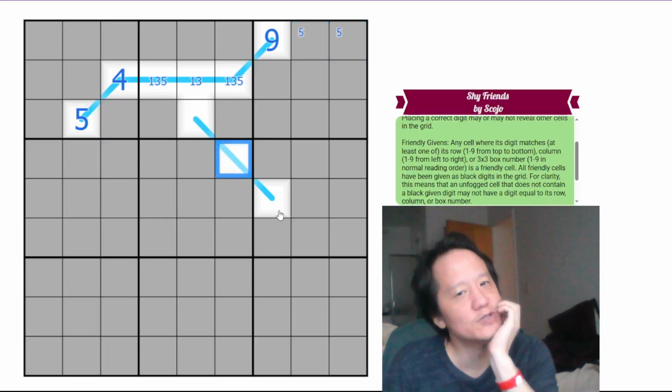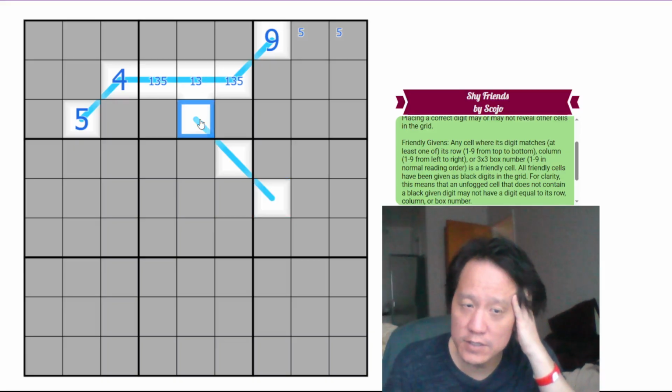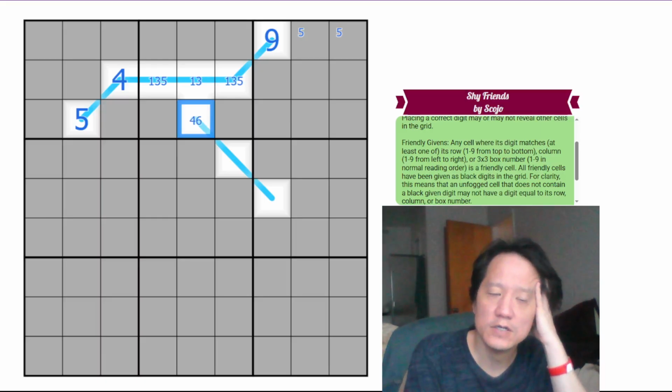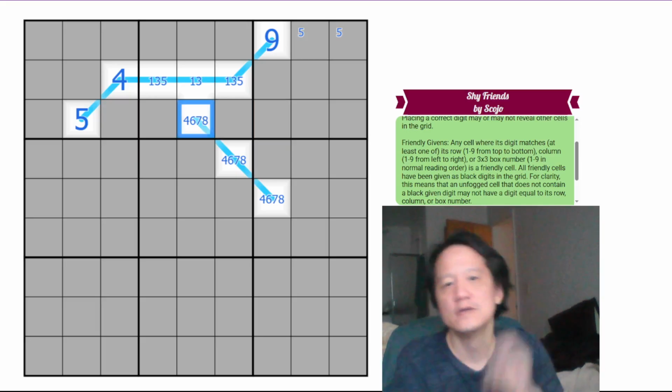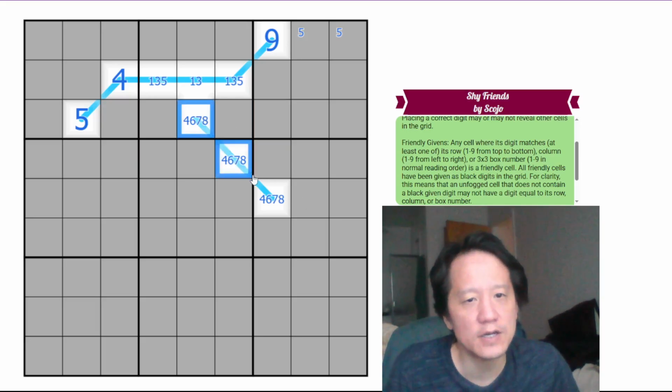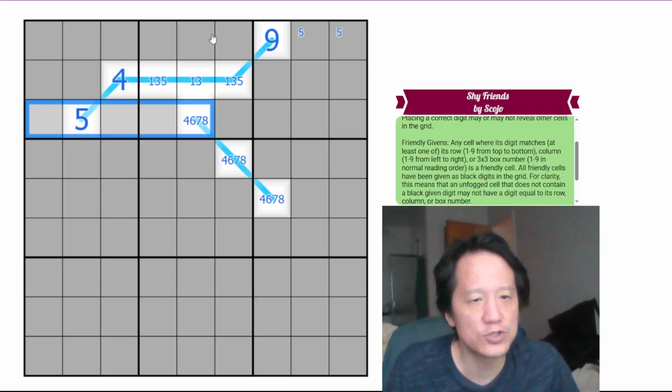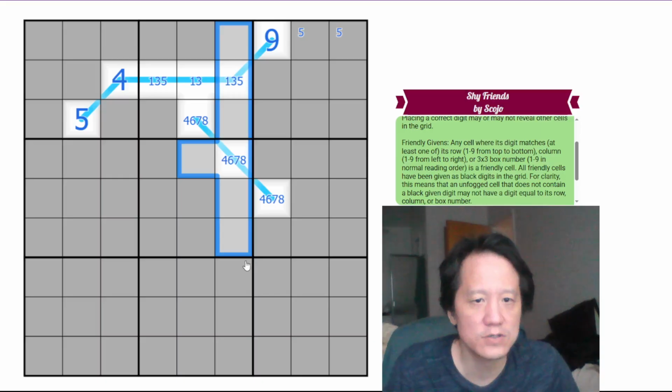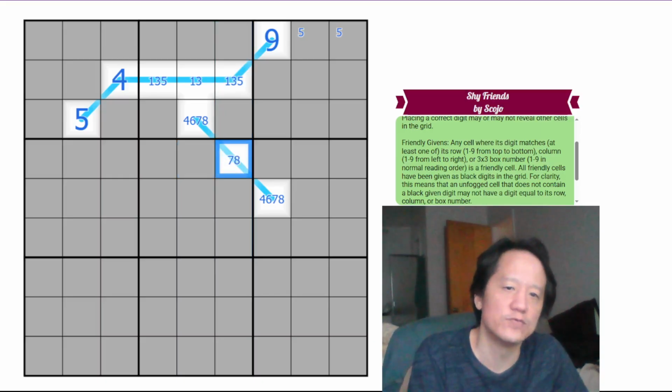This is equal to the same digit as that, which is equal to the same digit as that. This cannot be 2. Cannot be 1, 3, or 5. So this could be 4, 6, 7, 8. And it cannot be 9 because it matches that digit. So 4, 6, 7, 8. Well, none of these are given, so they cannot be a friendly cell. This cannot match 3, 5, or 2. That's fine. This cannot match 4, 6, or 5. So 4 and 6 are removed, which means this can't be 4 or 6.